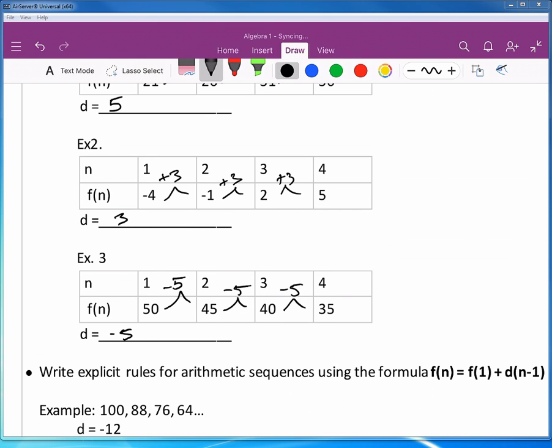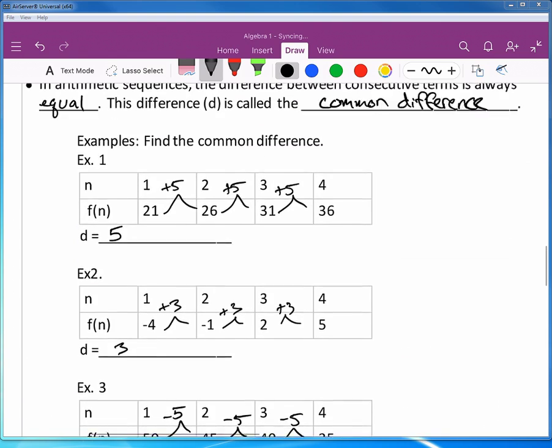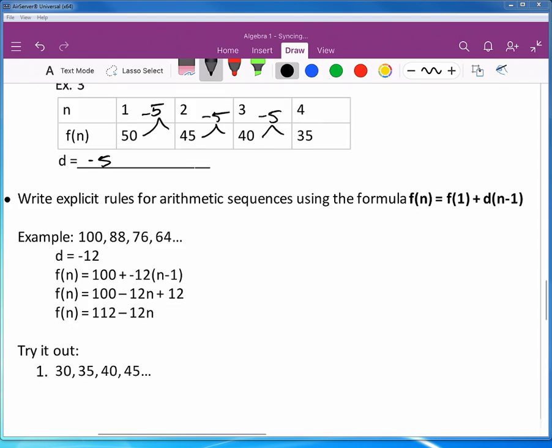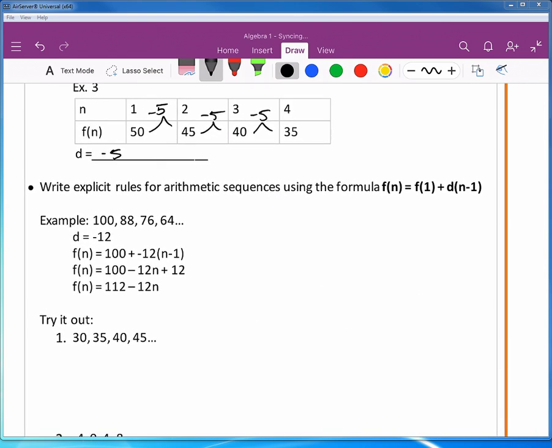Now let's write the rule, okay? Once you know how to get the difference, it's pretty simple here. As long as I use this formula, I can write the explicit rule. So that's the second part of the essential question, okay? We're writing your explicit rule. And to write the rule, you follow this formula: f of n equals f of 1 plus d times n minus 1.